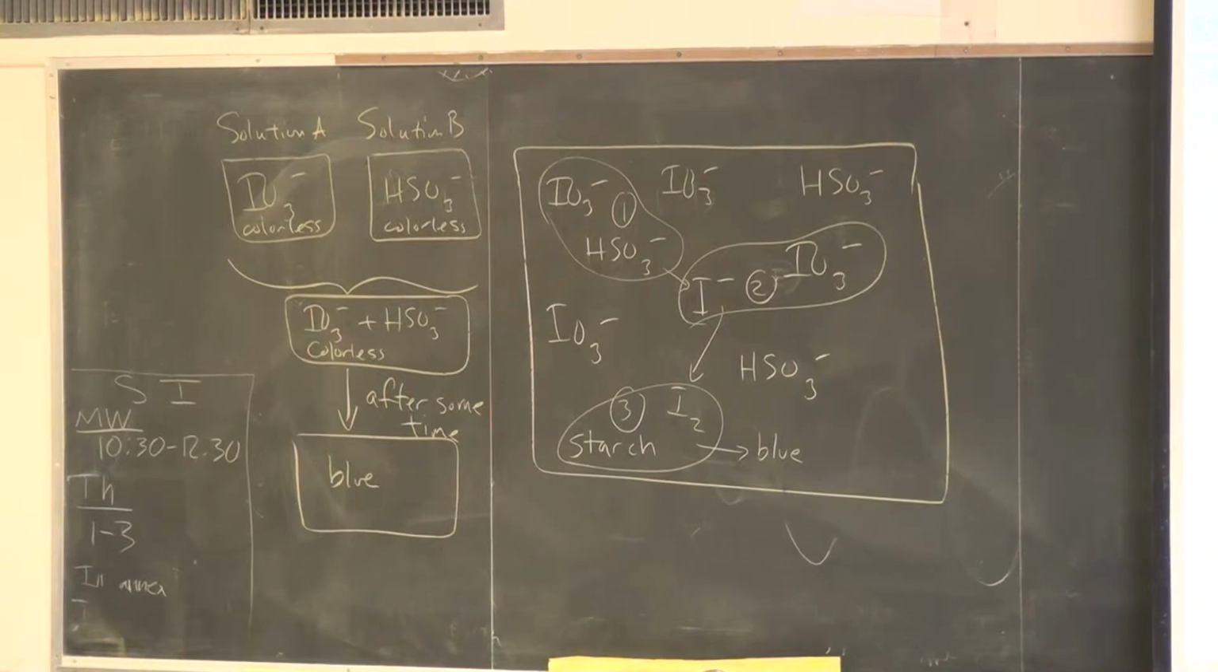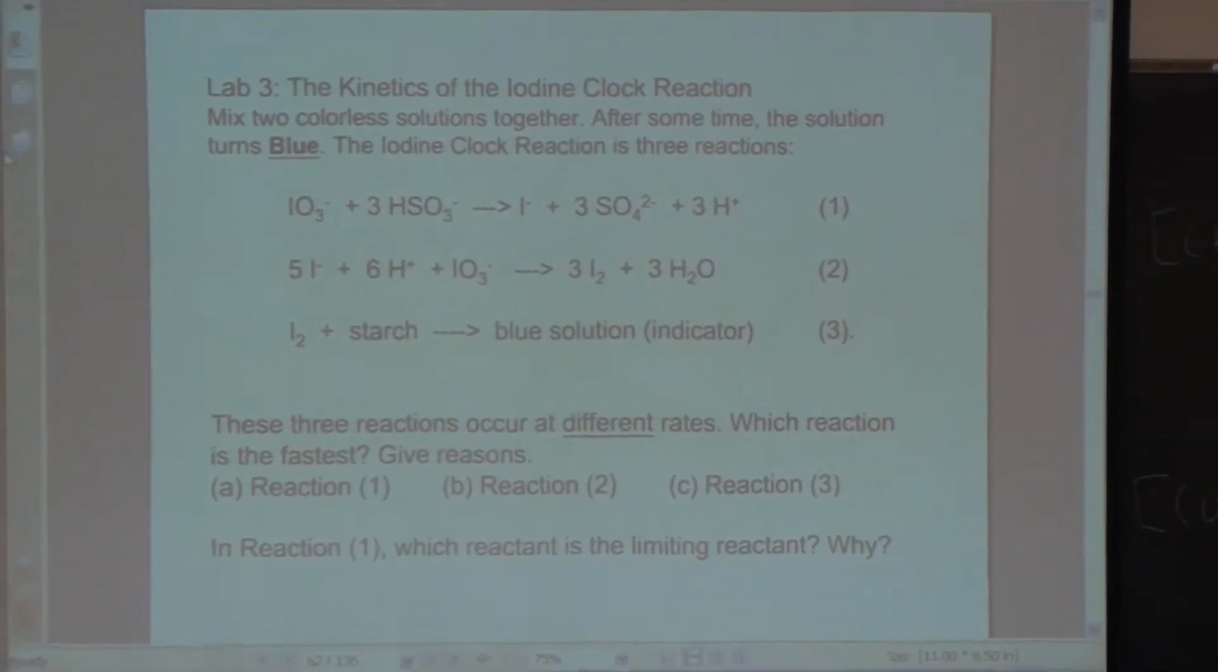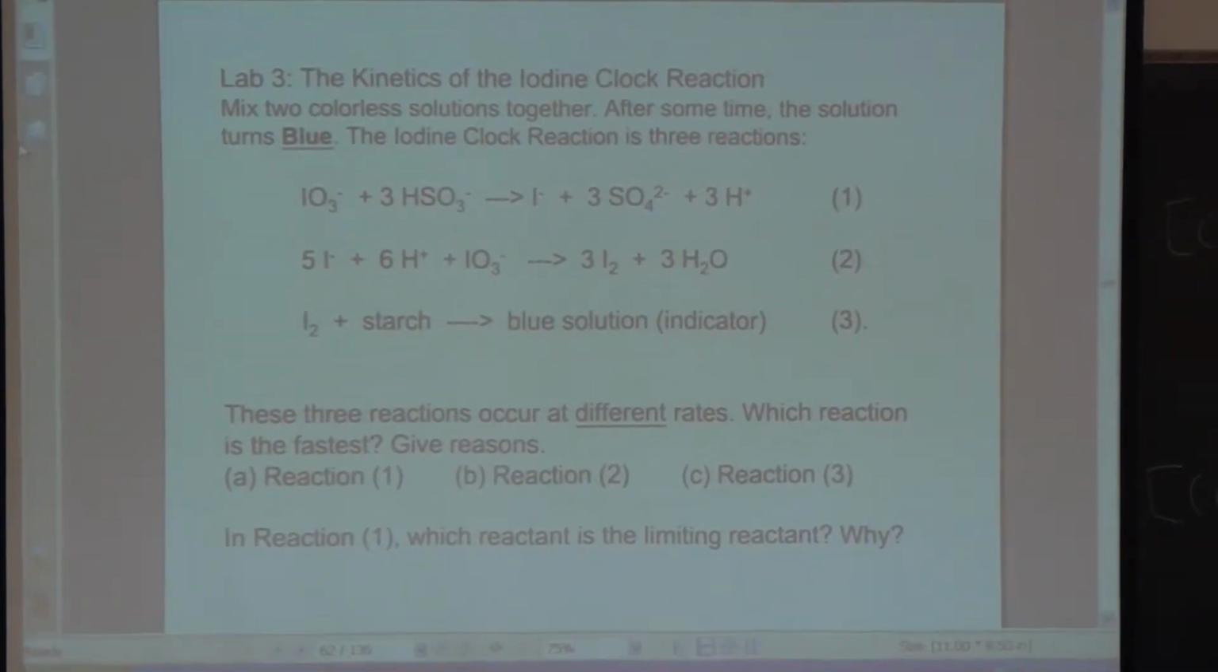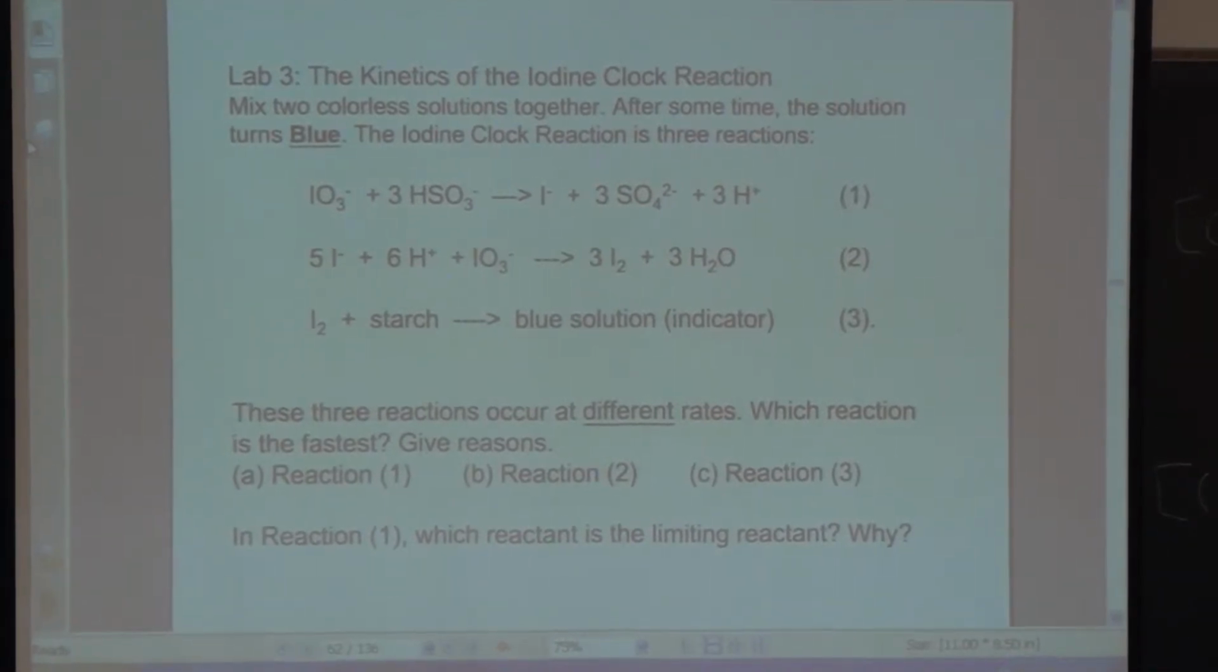So which reaction is faster, reaction 1 or reaction 2? So who says reaction 1 is faster? Who says reaction 2 is faster? So yeah, it turns out the reaction 1 is faster. Okay. So again, these are the three reactions that you'll look at in this iodine clock reaction. And what you'll do is you're going to change the concentration of either IO3 minus or HSO3 minus and figure out how long it takes. You actually measure how long it takes for the solution to turn blue. And that's how you can determine the rate of this reaction.